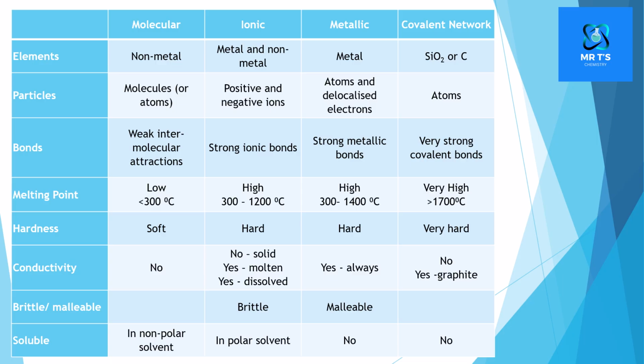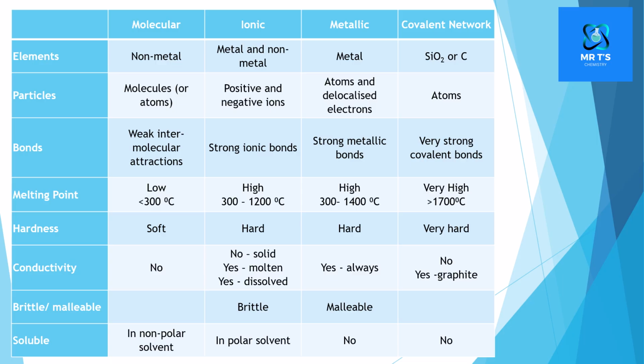Now the particles, if you want to explain the particles, it's really simple. Molecular has molecules. Ionic has ions. Metallic, atoms and delocalized electrons. Covalent network, atoms. It's really, really important to memorize these elements and particles. That is going to be a question in your paper. They usually give a merit mark for it done completely correctly.